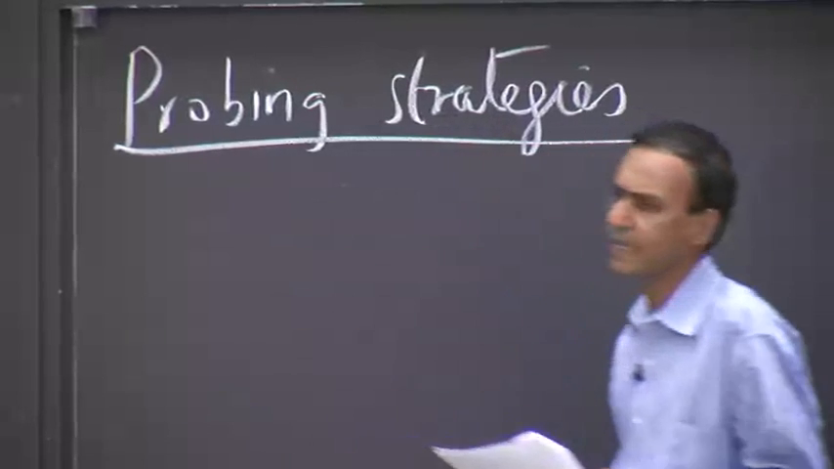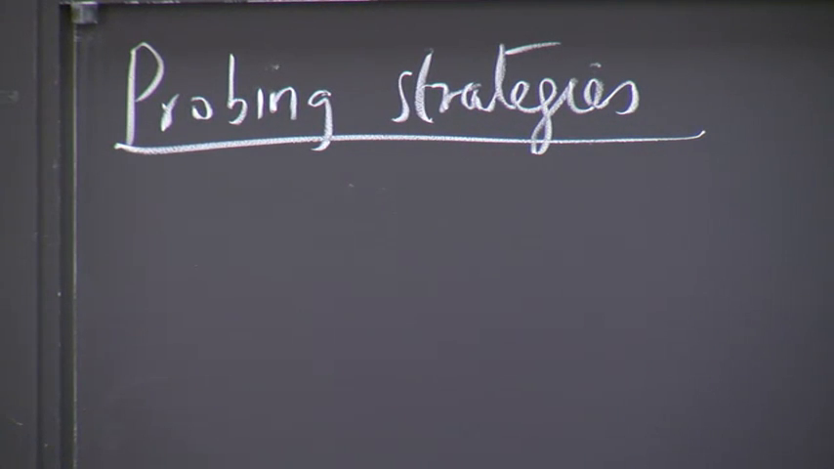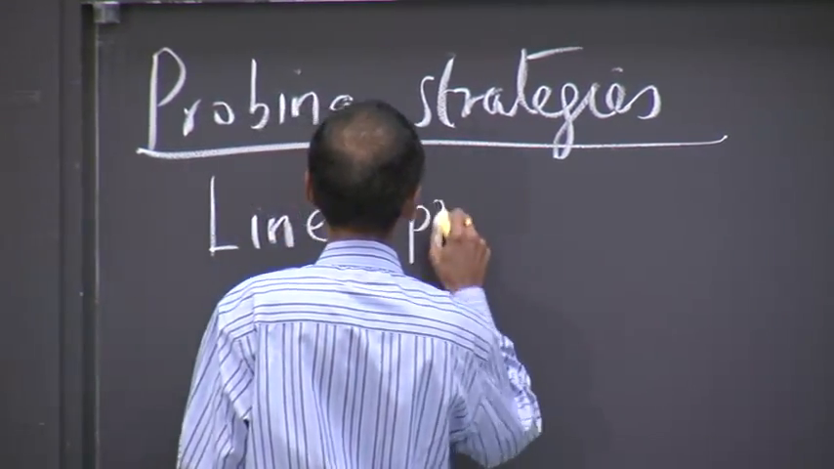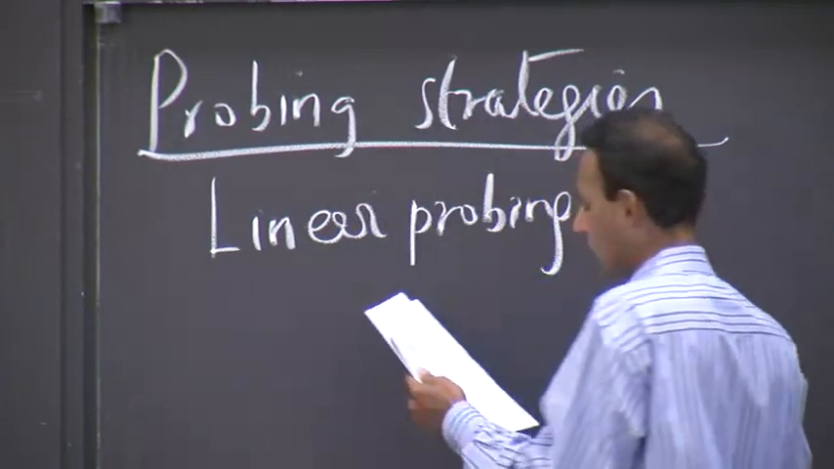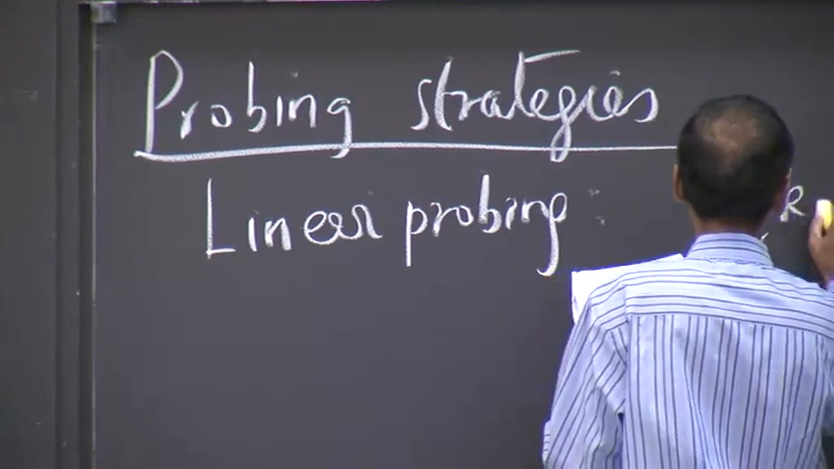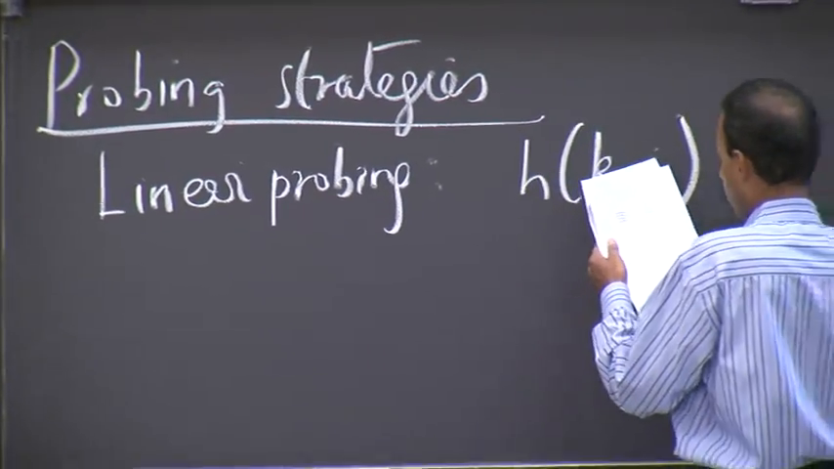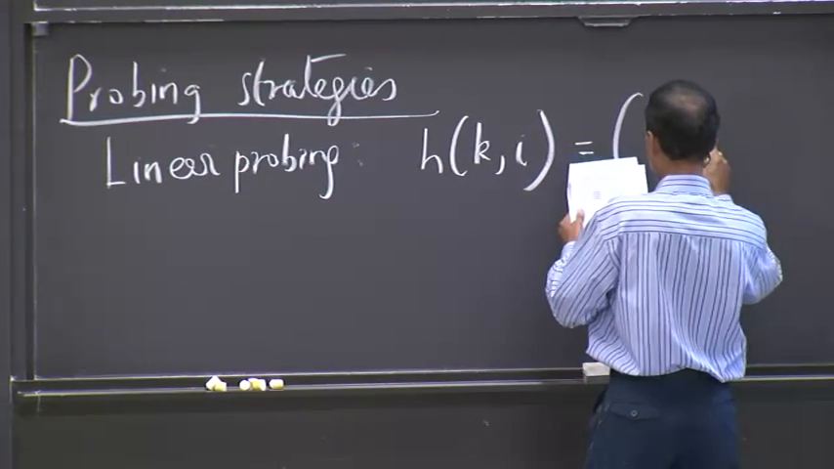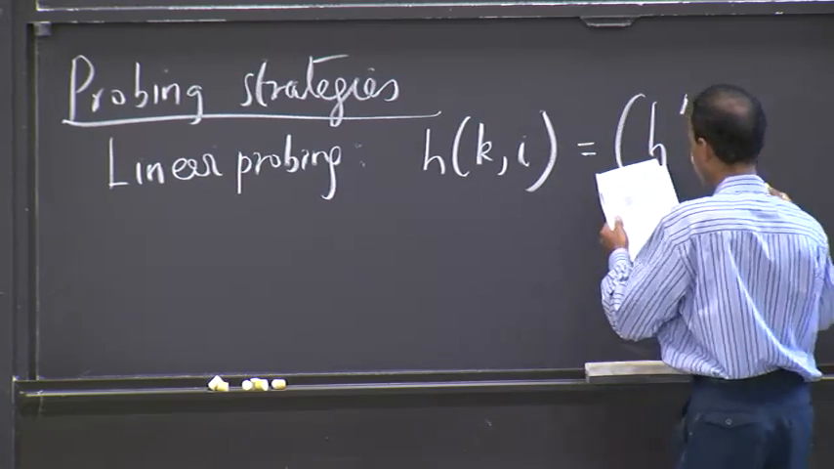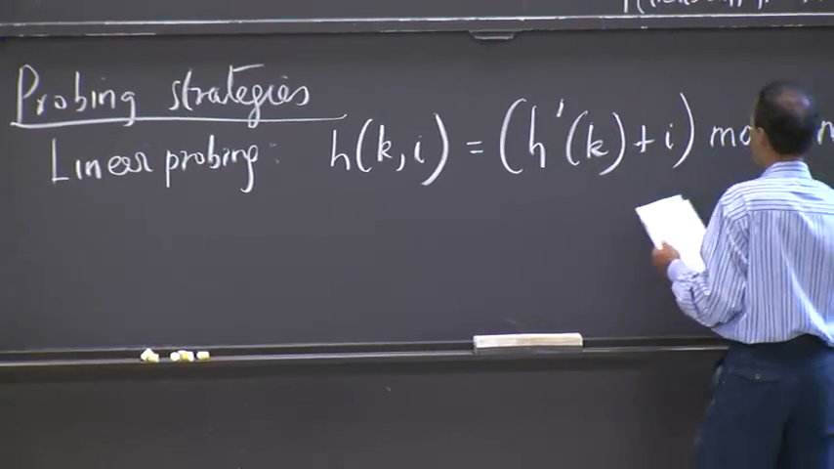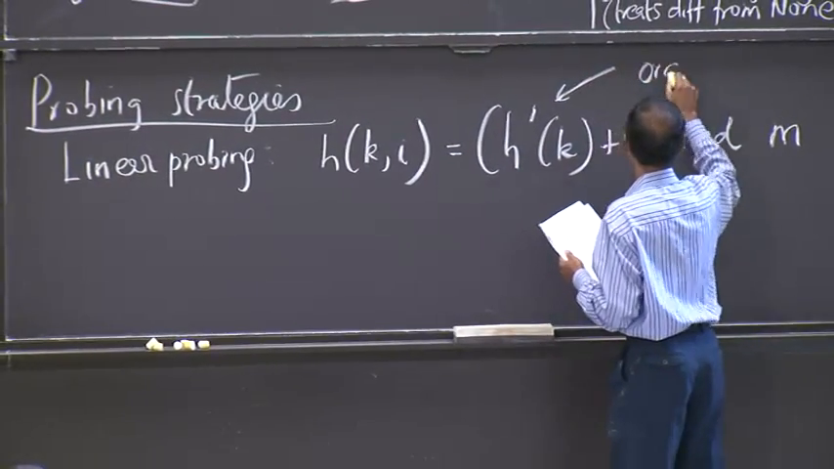which is essentially the same as taking a hash function and changing it so it is actually applicable to open addressing. So the notion of linear probing is that you do h(k, i) equals h'(k), which is some hash function that you've chosen, plus i, mod m, where this is an ordinary hash function.